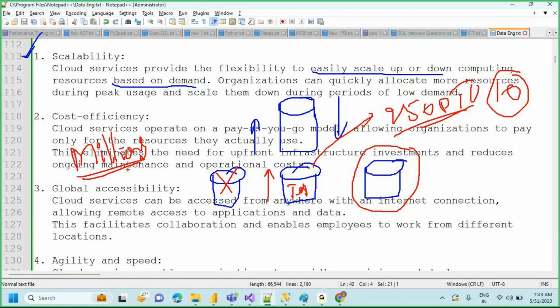That is very flexible when it comes to the cloud platform. Organizations can allocate more resources, as I said, during peak usage and scale them down during periods of low demand. If you're not going to test, just take it down.